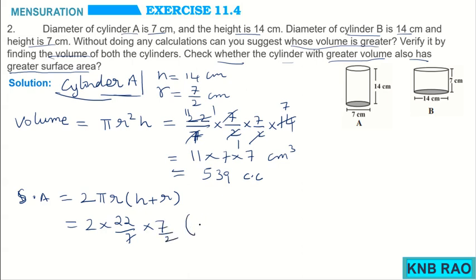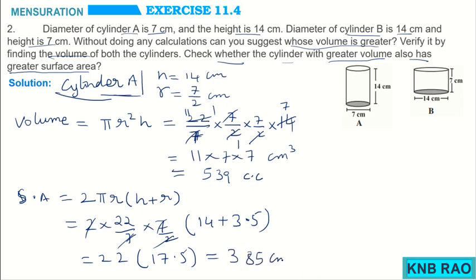So, 14 plus 7 by 2 is nothing but 3.5. So, I am adding 3.5 to 14. Now, this 7 and this 7, this 2 and this 2 will get cancelled. So, 22 times of 14 plus 3.5 is 17.5. Product of them is 385 centimeter square.